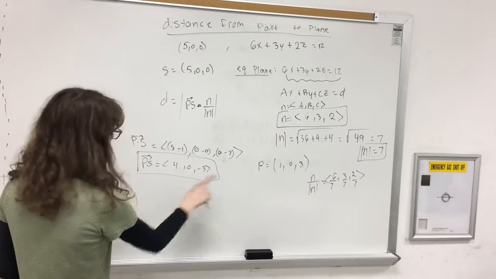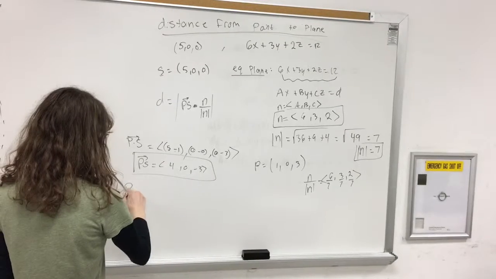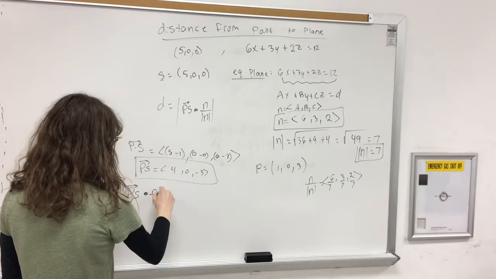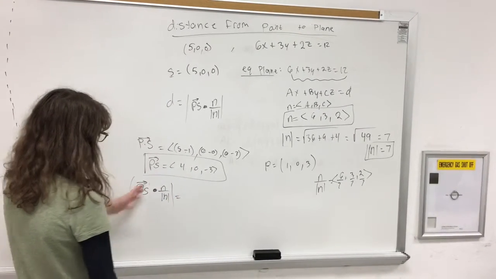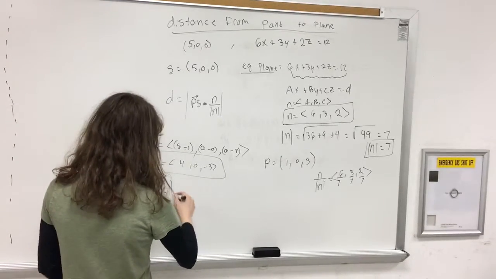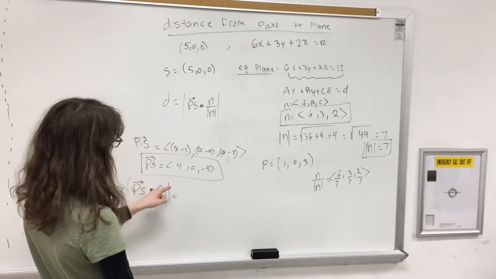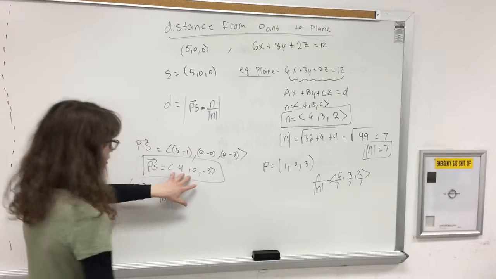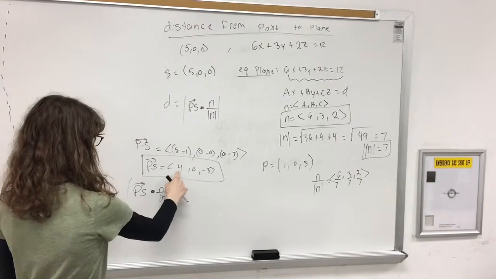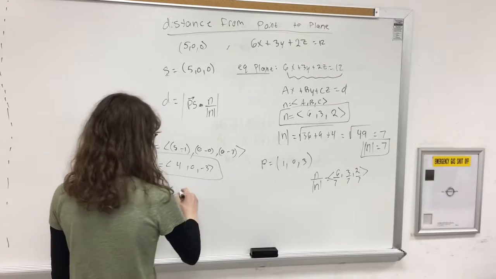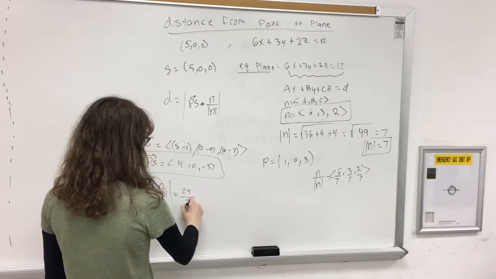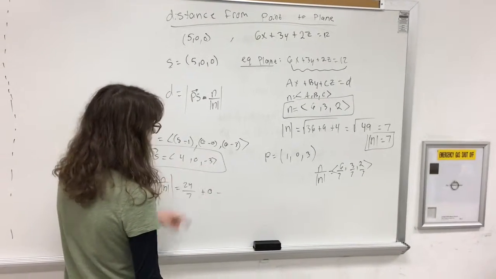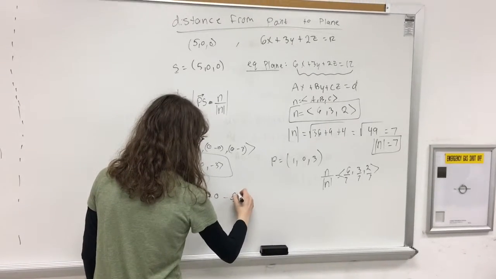So PS dot n over the magnitude of n, and I'll worry about the magnitude later, is going to be 6 over 7 times, where's my PS, which is here, and n. So 6 over 7 times 4, so 24 over 7, plus 0, and then minus, that should be 3 times 2, so 6 over 7.